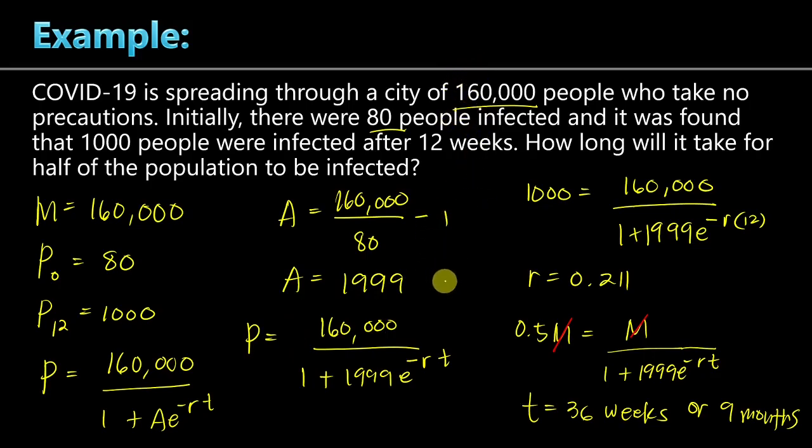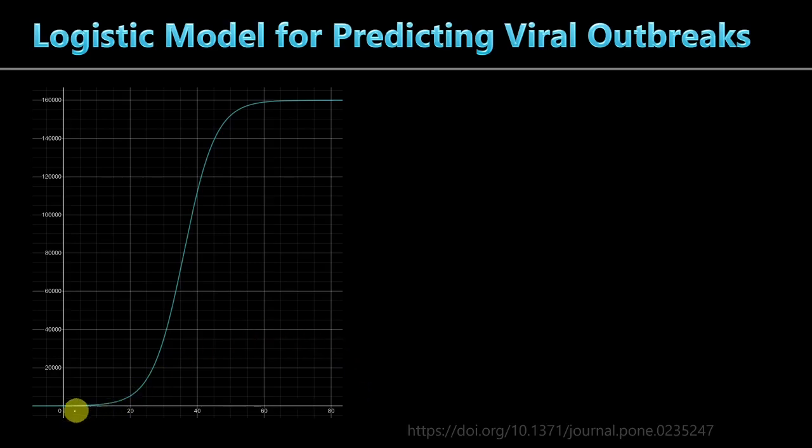So, let me show you the actual graph of this solution. Yung graph nito. Kung saan ang R ay 0.211. Ito siya. Ayan, no? So, habang tumatagal, ina-approach natin yung limiting value na 160,000. Pero sa tunay na buhay, dahil may social distancing, darating yung time na mag-decline. Okay? Magde-decline siya. Bababa.